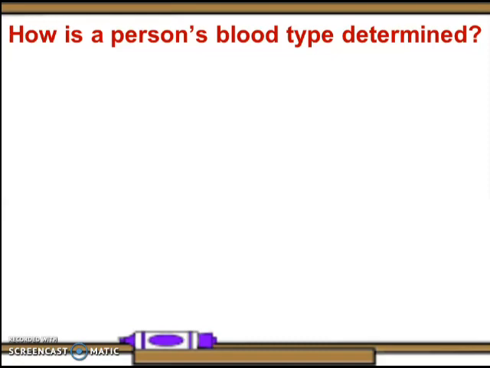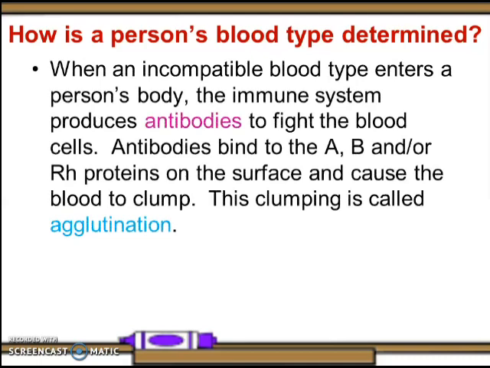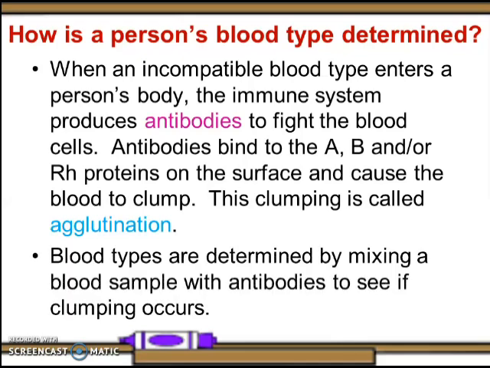blood typing and cross-matching. When an incompatible blood enters a person's body, the immune system produces antibodies to fight the blood cell. Antibodies bind to the A, B, and or Rh proteins on the surface and cause the blood to clump. This clumping is called agglutination. Blood types are determined by mixing a blood sample with antibodies to see if clumping occurs.